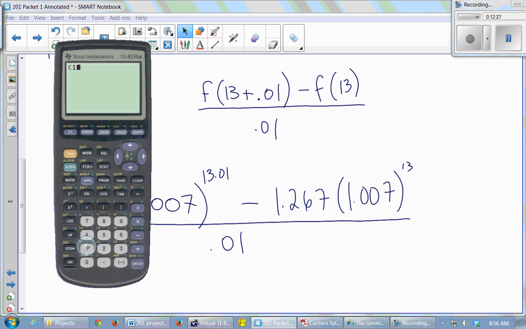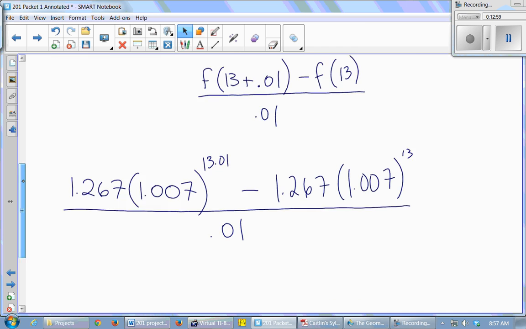Okay, so I've got 1.267 times 1.007 raised to the 13.01 minus 1.267 times 1.007 raised to the 13th. And I have that whole numerator in parentheses. And then I want to divide by 0.01. So I get 0.009677.